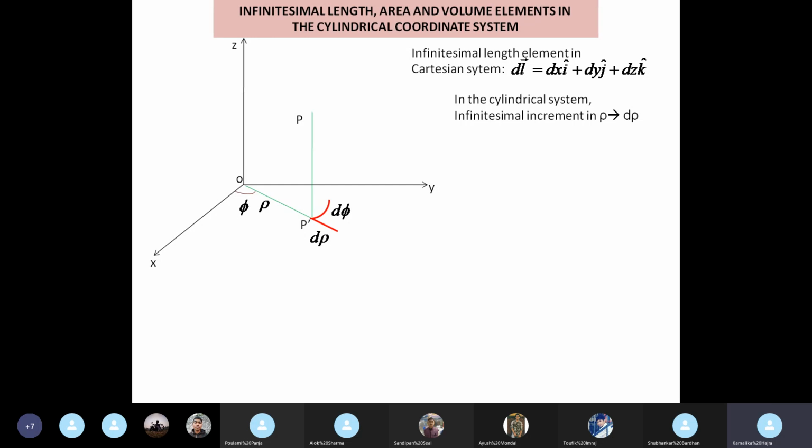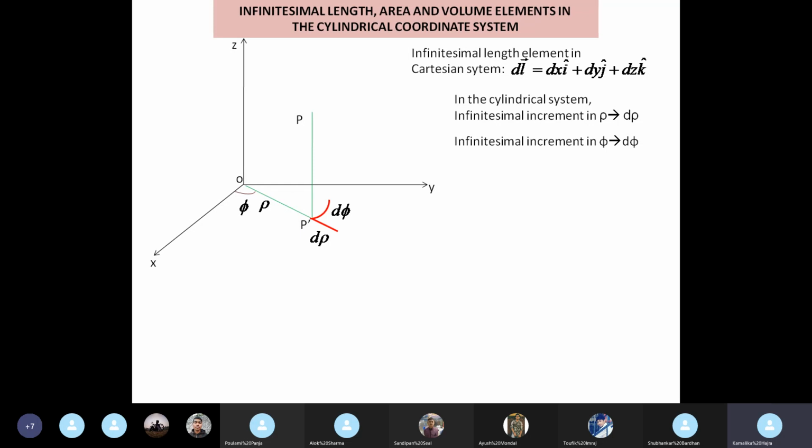So the infinitesimal increment in phi is d phi, but d phi is an angle. You have to remember that d phi is an angle. It is not a length element. d phi can be in degrees or in radians, but it cannot be in centimeters or millimeters.